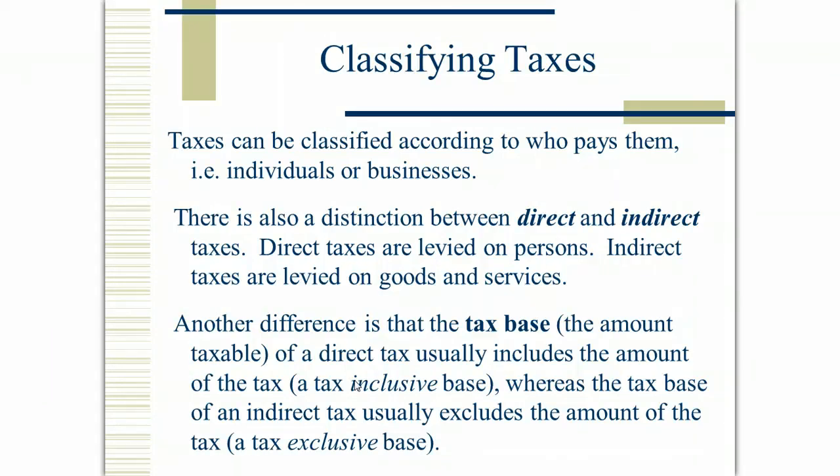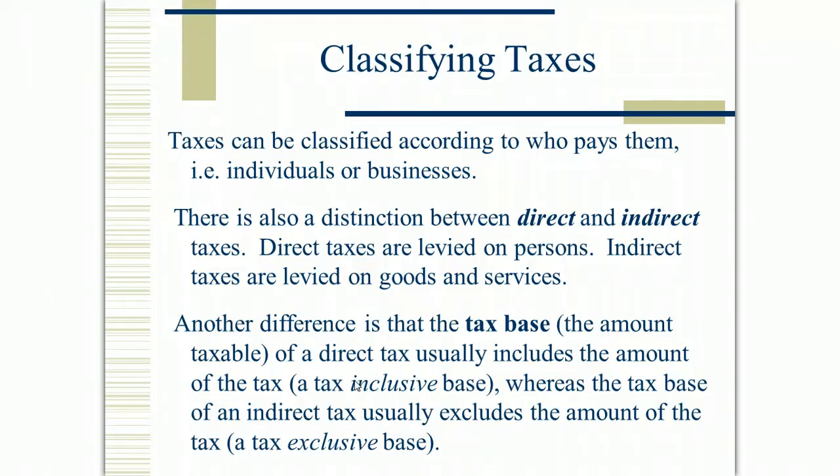So determining who bears the burden of the tax can be quite difficult. With VAT, there are various claims as to who actually carries the tax. Is it the customer? Is it the supplier? Is it the business? Is it the worker? So direct taxes are levied on people. Indirect taxes are levied on goods and services, but people pay them. Goods and services can't pay taxes.